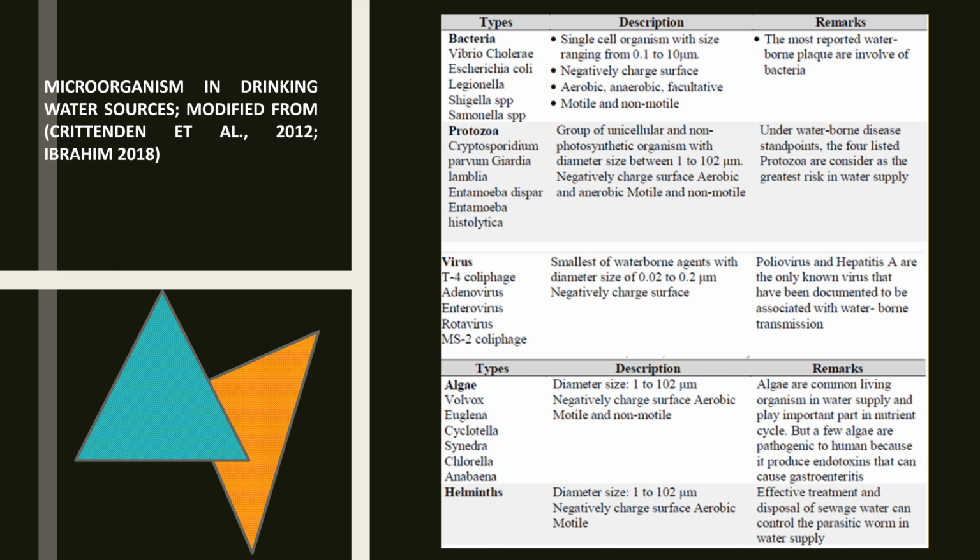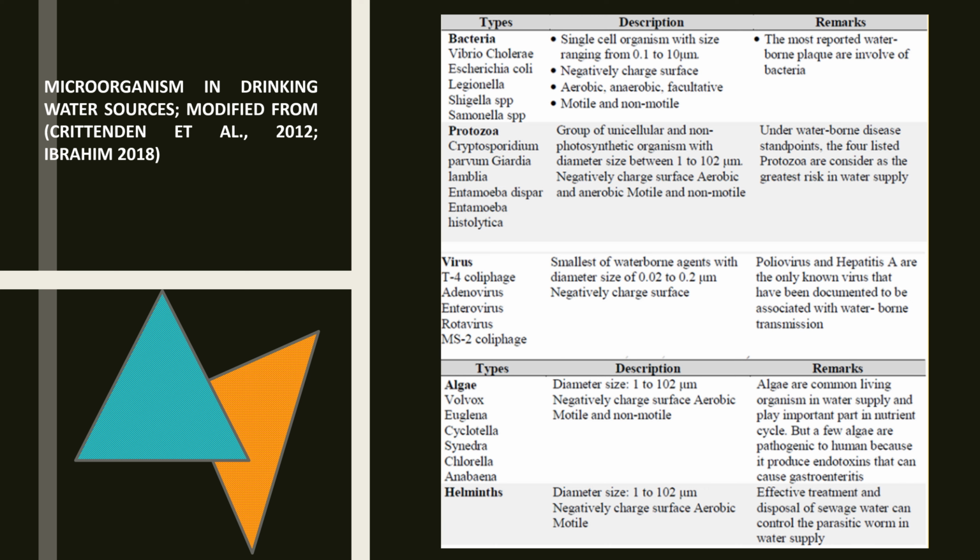For viruses: T4 coliphage, adenovirus, enterovirus, rotavirus, and MS2 coliphage. For description, they are the smallest waterborne agents, with a diameter size of 0.02 to 0.2 micrometers, negatively charged surface. For remarks, poliovirus and hepatitis A are the only known viruses that have been documented to be associated with waterborne transmission.